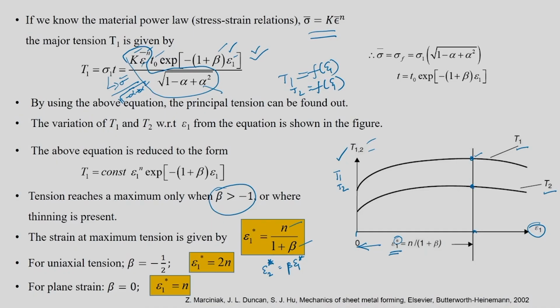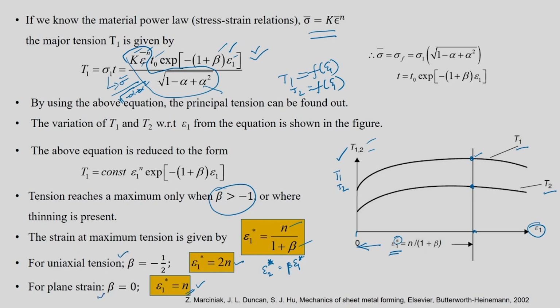Now for uniaxial tension, suppose beta is equal to minus half. If you put it in, epsilon 1 star is equal to 2n, and for plane strain, where beta is equal to 0, you will get epsilon 1 star is equal to n. What does that mean? That means if you deform a material in uniaxial tension, the material is going to fail at a strain of 2 times the strain-hardening exponent. At the same time, if you deform the same material in a plane strain process, epsilon 1 star will be equal to n. So, the material can extend to a larger value of epsilon 1 in uniaxial tension as compared to plane strain.